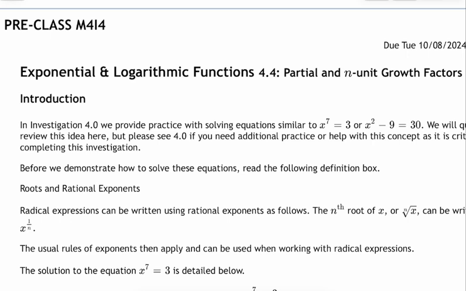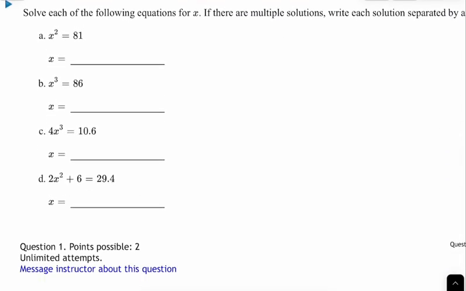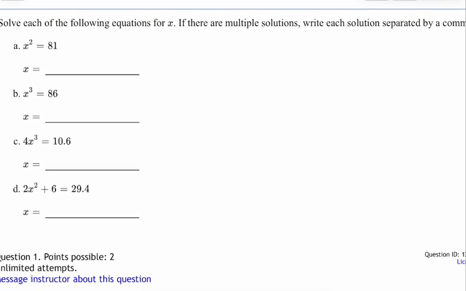Now, the first portion here is just a little introduction. It is going to give you some information about solving some things with exponents. So if you want to take some time to look at those examples, they're helpful. Now, I don't know if your examples and my examples are the same, but we'll walk through mine and hopefully that will help you do yours. Okay, so the first one says to solve each of the following equations for x. If there are multiple solutions, write them separated by a comma. That's really important, okay? So my first one is x squared equals 81.